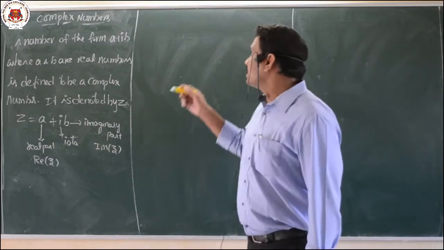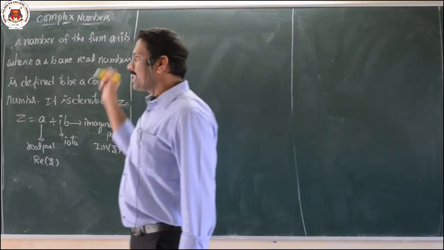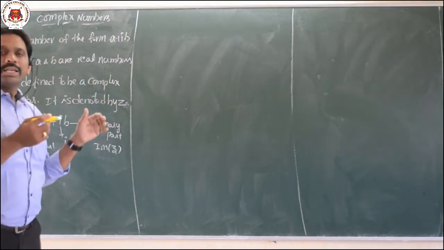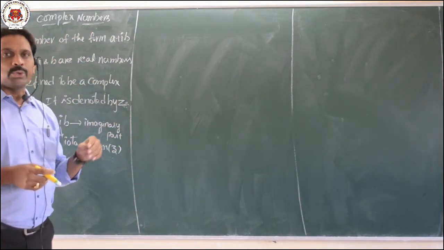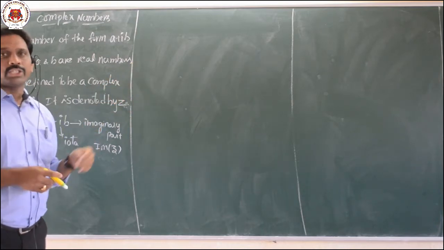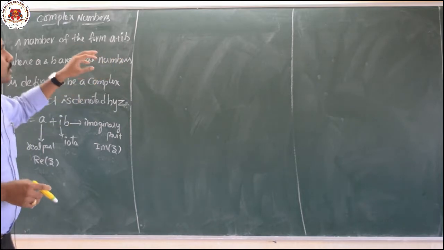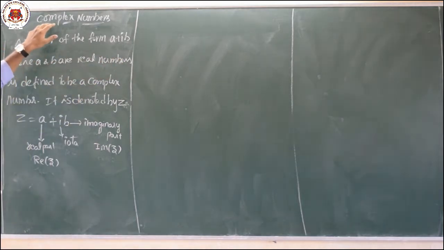Today's topic is complex numbers. So what is a complex number? In your school, in the bridge course, natural numbers, irrational numbers, rational numbers, and real numbers have already been covered. So this is the complex number, which is in the first PUC. So what is a complex number?